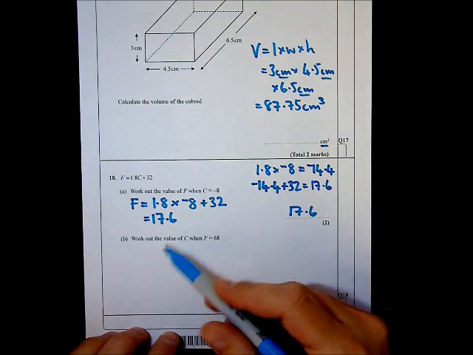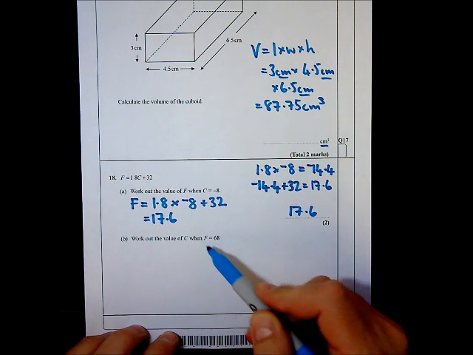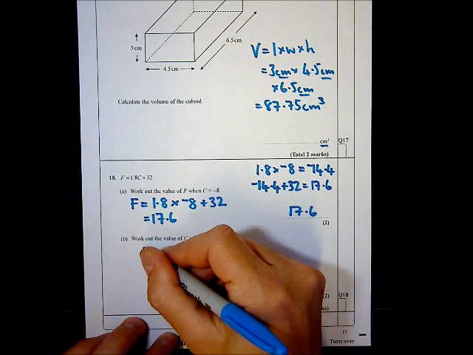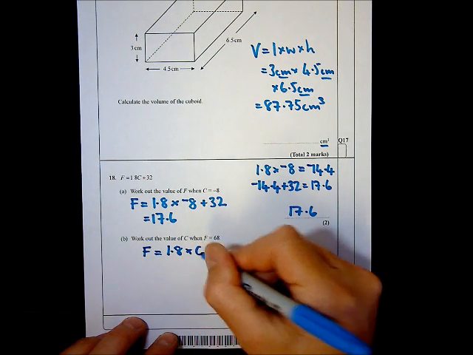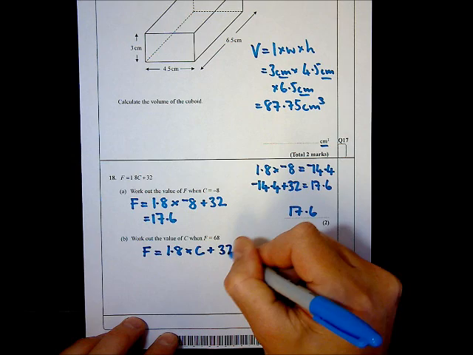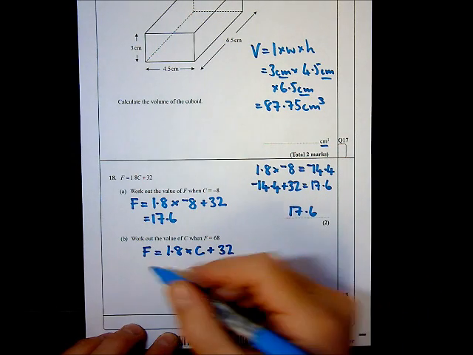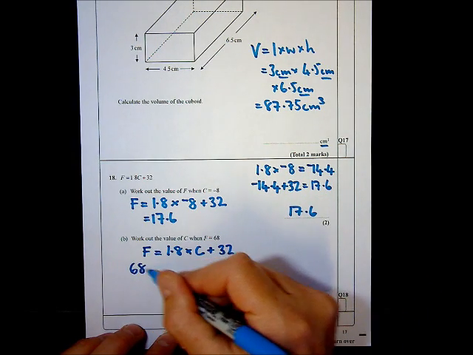In part B, I'm told to work out the value of C when f is 68. So if I write my formula out, I know that f is equal to 1.8 multiplied by the value of C, add 32, and in this instance I'm told that f is 68. So underneath f I'm going to write 68.